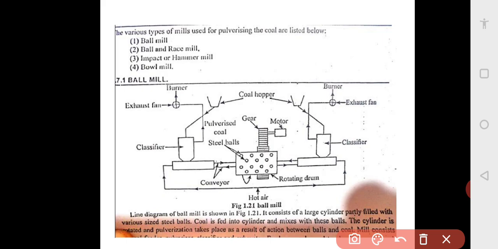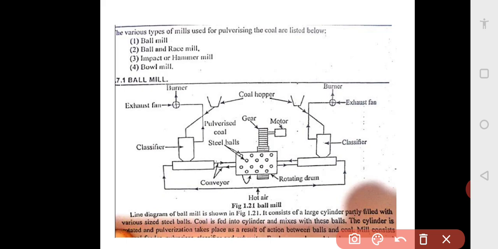rotating drum. This rotating drum is like a steel drum, a small drum. In that there will be steel balls of various sizes, and this drum is rotated, like your washing machine drum. Now what happens: because the lump coal is there and the steel balls are rotating, the steel balls will hit the coal particles, and over a period of time the coal particles will become pulverized coal.